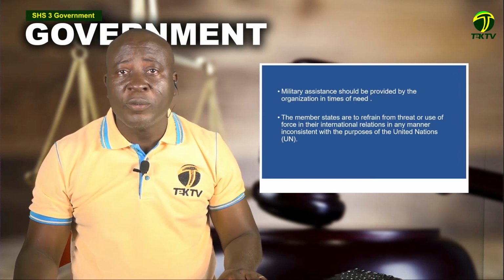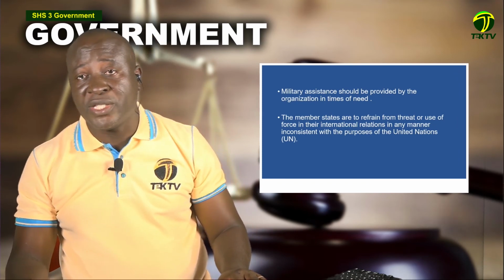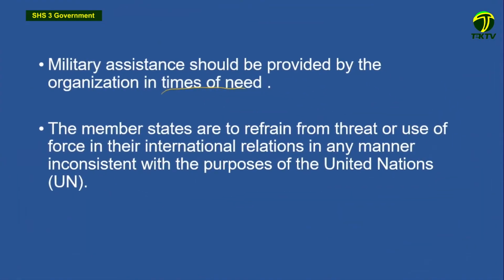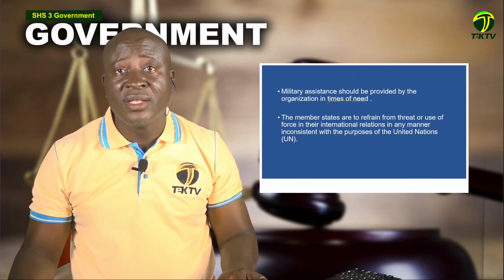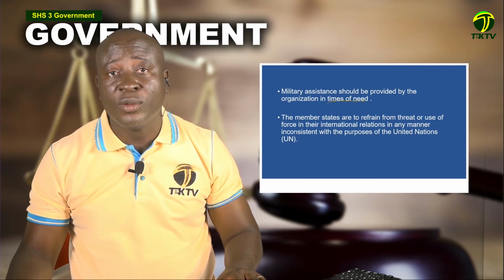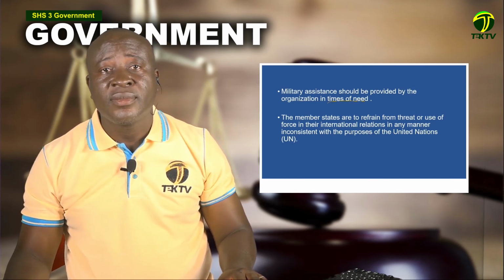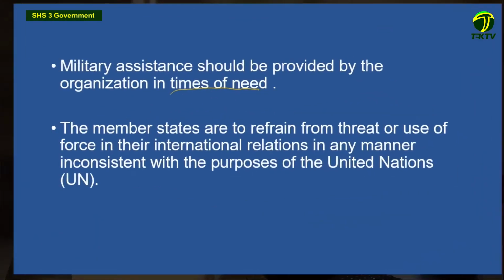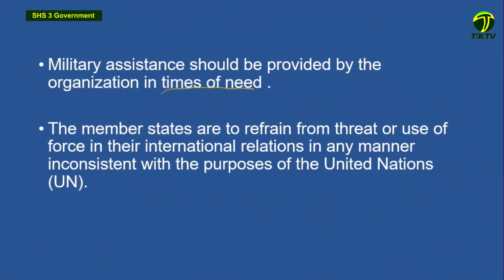Military assistance should also be provided by the organization in times of need. We also understand that when the war broke out in Liberia, the UN also assisted. And then in Sierra Leone, they also assisted. That has brought peace in those countries. The member states are to refrain from the threat or use of force in their international relations in any manner inconsistent with the purposes of the UN.